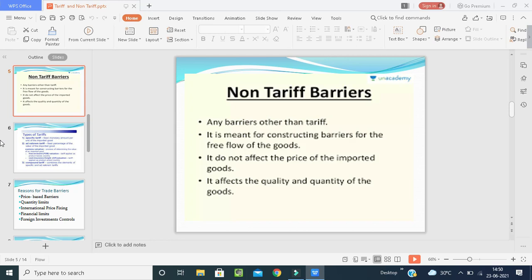It affects the quality and the quantity of the goods. If they are paying the tax, the quality will be good and the quantity will be good. If they go without it, what will happen? It affects the quality and quantity of the product.